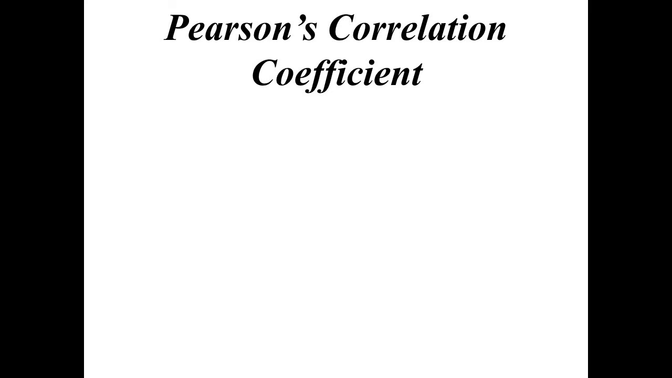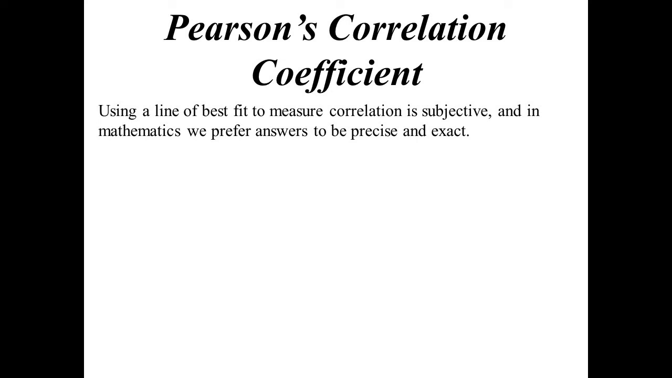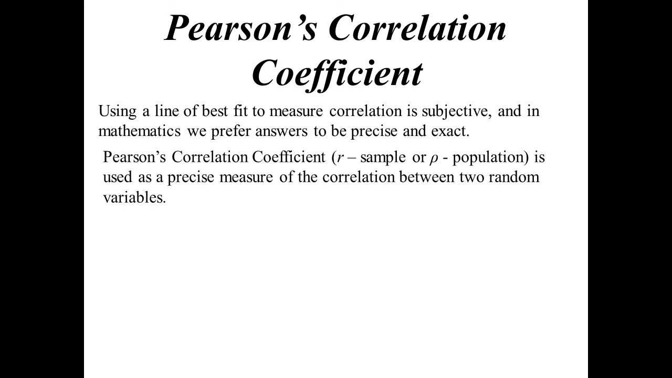So how do we work out this correlation coefficient? We need to come up with a way of doing it. Visually, the line of best fit, fantastic, but how do we come up with that number of correlation? This is what's called the Pearson's correlation coefficient. The symbol is r if you're talking about a sample, rho if it's a population.